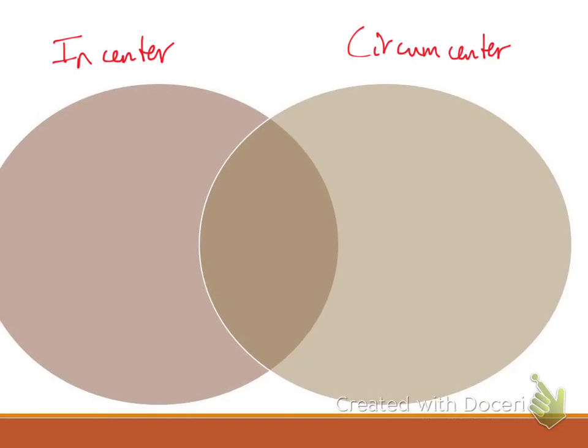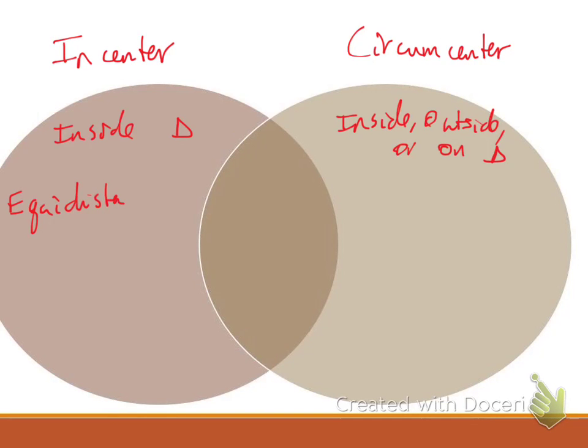And what are some of the differences? Right, the first difference between the two is that the incenter is always inside the triangle, whereas the circumcenter could be inside, could be outside, or could be on the triangle, depending on what type of triangle it is. We learned that from last time. What else is different? Well, the incenter is equidistant to the sides of a triangle, whereas the circumcenter is equidistant to the vertices or the angles, right?